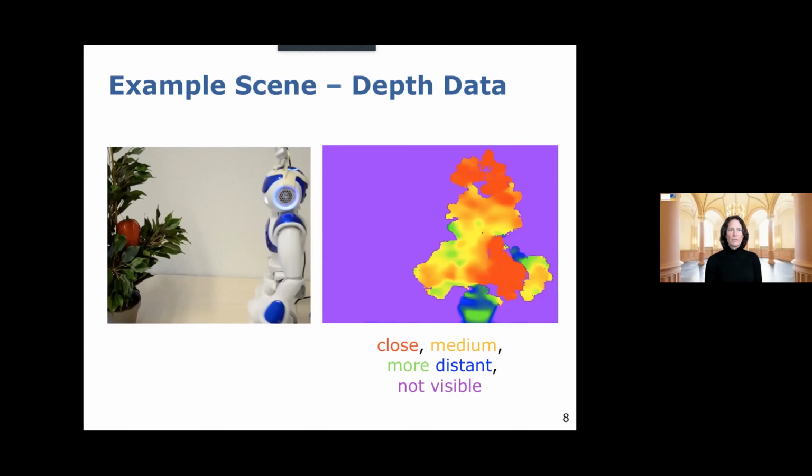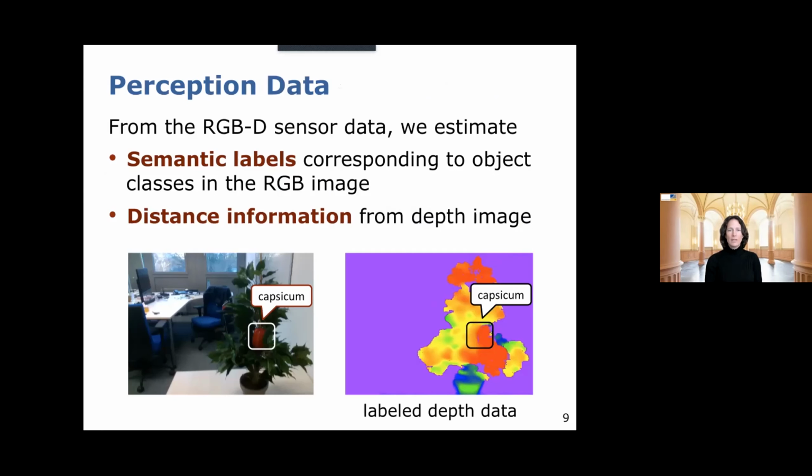So to summarize, from the RGBD sensor, we can estimate semantic labels corresponding to object classes in the RGB image, like here. We know that this is a sweet pepper. And from the depth image, we get distance information about the detected objects. So using a combination of color and depth data, we have an estimate about the type, relative position, so distance, and the size of the detected objects. And the robot can then use this information for navigating in the environment.